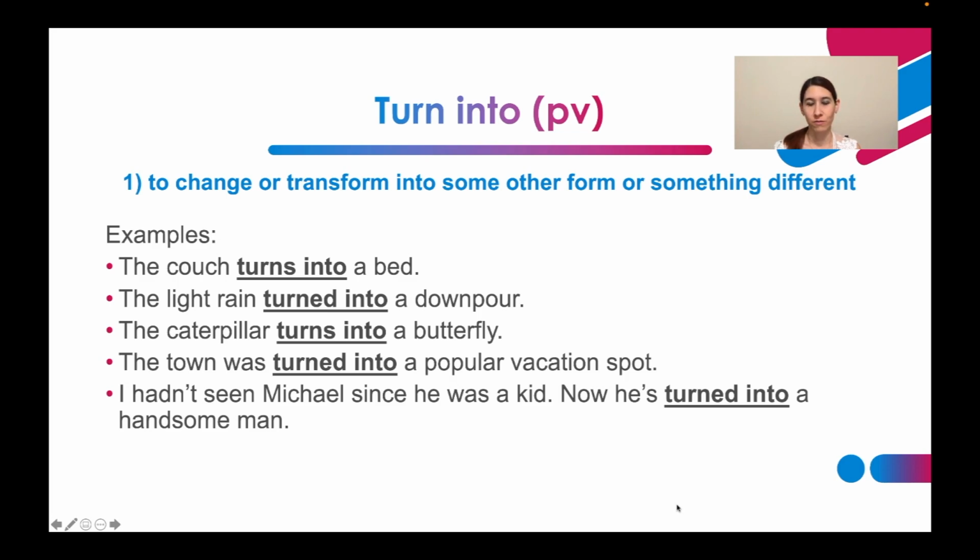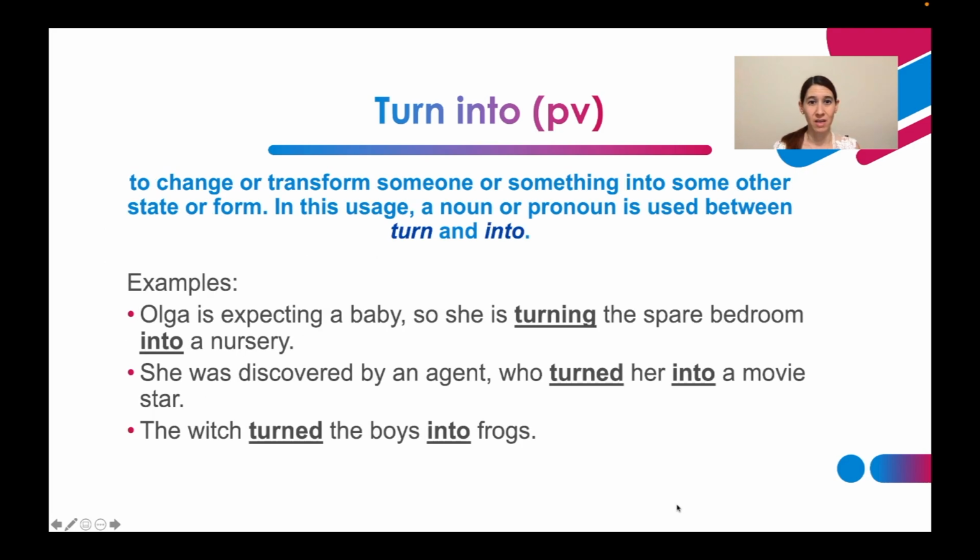Turn into is a phrasal verb, and the first word turn is a verb. So remember, since it's a verb, you can change the verb tense. So if you see the couch turns, the light rain turned, past tense. If you want to do future, you could do will turn into. So just a reminder that you can change the verb tense for turn. Turn into has a lot of meanings.